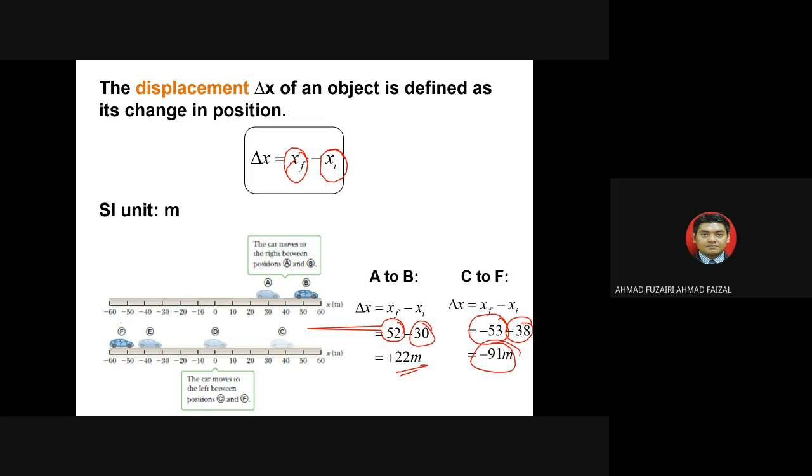So you need to get the final point, the XF, and this is the XI. So the idea is final position minus initial position. Final position minus initial position. Simple, right? Therefore, the positive and negative signs tell you about the directions.